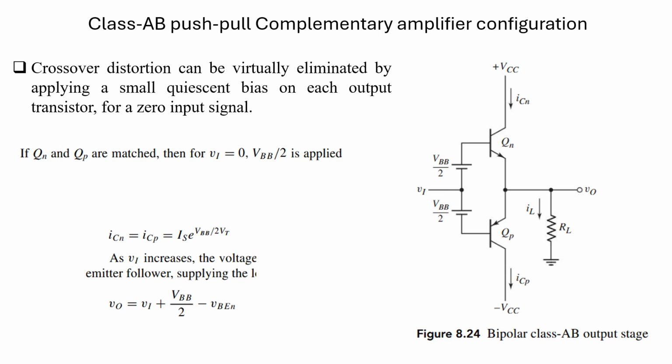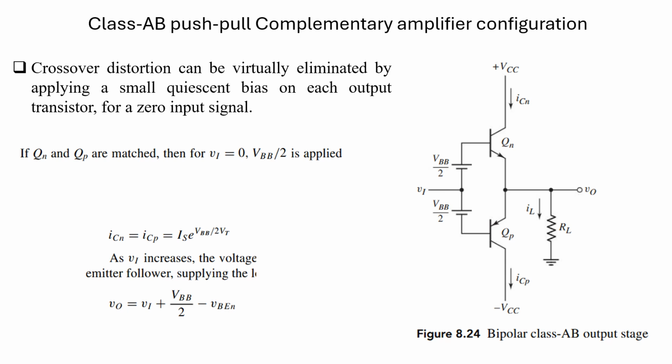So what is the difference? Previously, in class A, we saw that there was only one transistor. Here there are two transistors, so the input voltage will be divided between both of them. The positive cycle and the negative cycle will be divided to the different transistors, and both of them will get amplified through this push-pull type of complementary amplifier configuration.